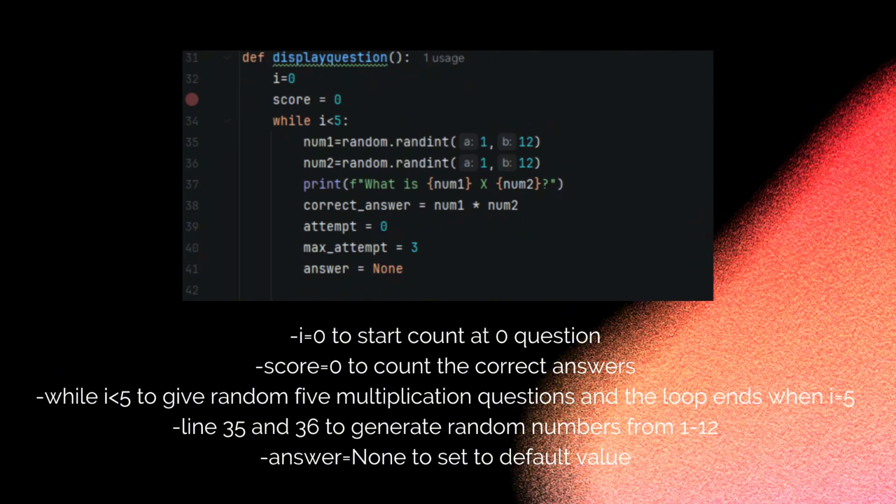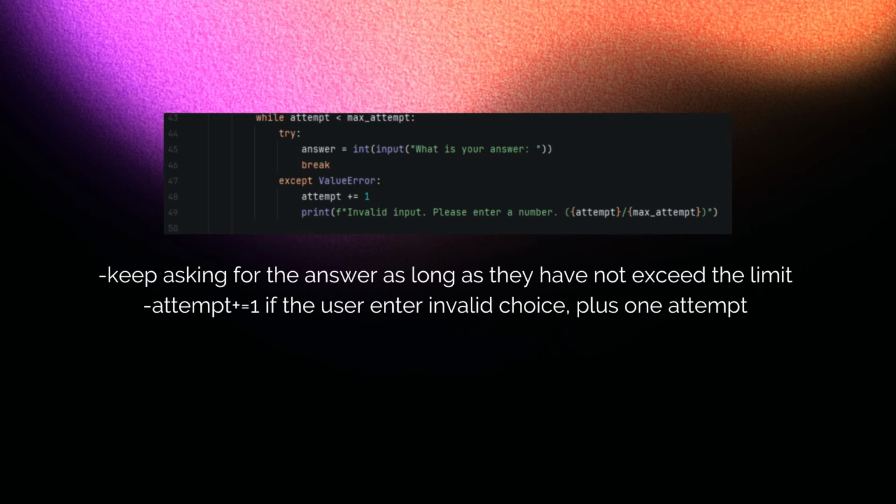Next one is num1 equal to random.randint(1, 12). That is to generate random numbers from 1 until 12. The last one, answer equal to None, sets the default value. This part keeps asking for the answer from the user as long as they have not exceeded the limit. The limit is from the code before this, which we set to only 3 attempts.